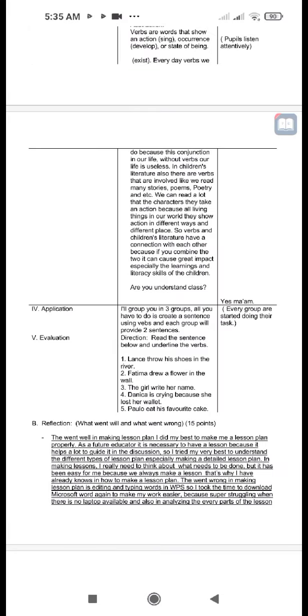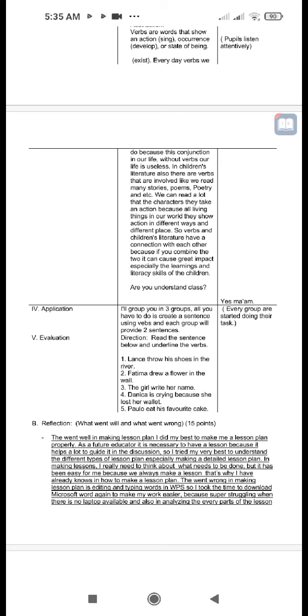So, next is application. In application, the teacher provides activities that help learners apply their learnings to a new situation or context beyond the lesson. The teacher groups the students into 3, and the students create sentences using verbs, and each group will provide two sentences. Through this, the students brainstorm on what they know about verbs so they can create sentences. So, let's proceed to the evaluation.